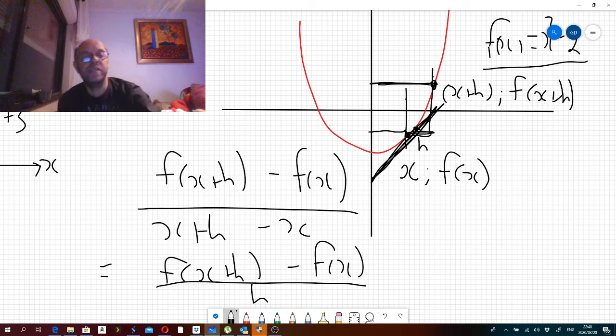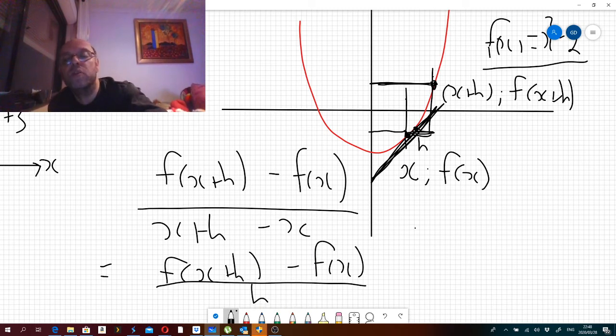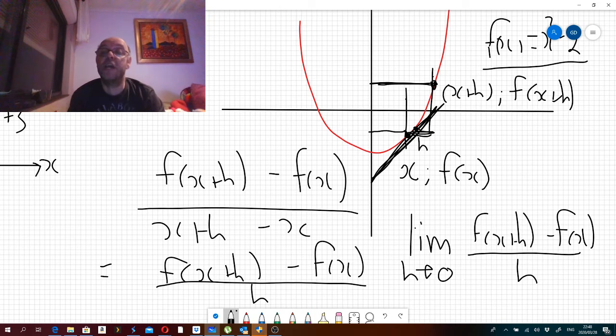So we can express this a little bit further mathematically by saying the following. We want to know what is the limit as h approaches 0 of this gradient formula that we've just worked out, which is f of x plus h minus f of x, all over h. Remember, this is just the gradient. It's basically the change in y over the change in x for this graph that we've just drawn here.